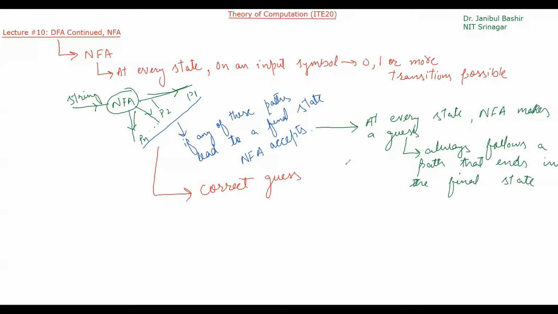Okay, and it is quite easy to design an NFA. So you can quite easily design an NFA. For example, let me give an example here. Let's say we have to design an NFA for this particular language. So the language is L equals W belongs to {0, 1}* such that W ends with 0, 1, 0.